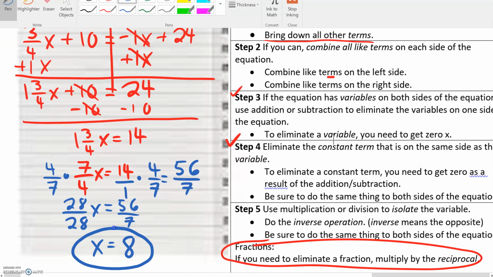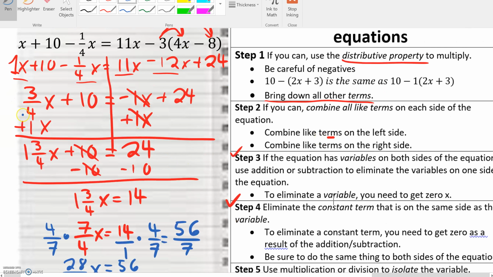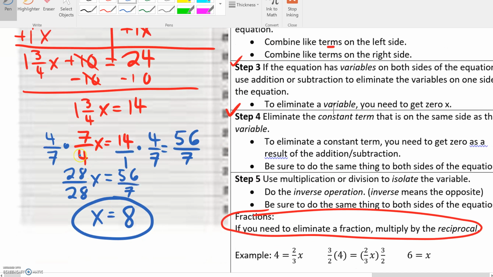So x is 8. So there's just a review of how to solve a multi-step linear equation. I added all the parts to this that you might expect from linear equations, like the distributive property, combining like terms, having an x on both sides, having to eliminate a constant term, and then what to do if you have a fraction as your coefficient.